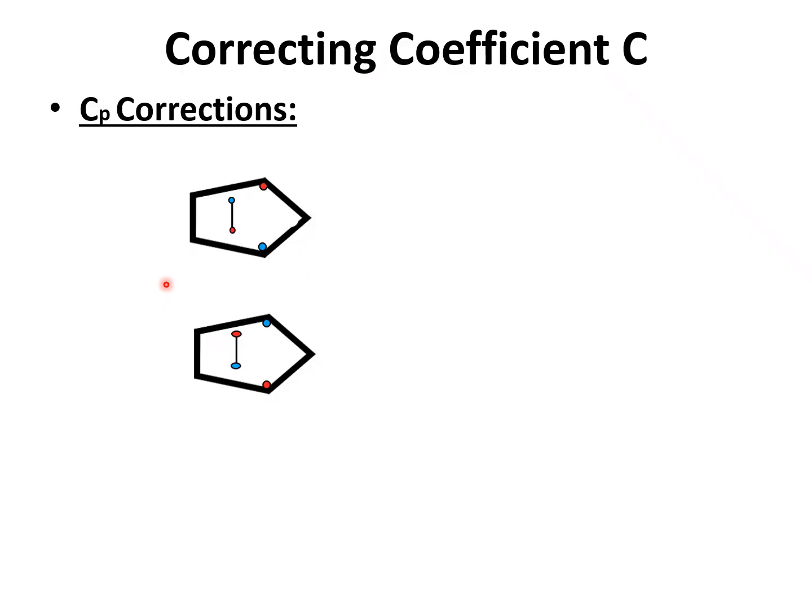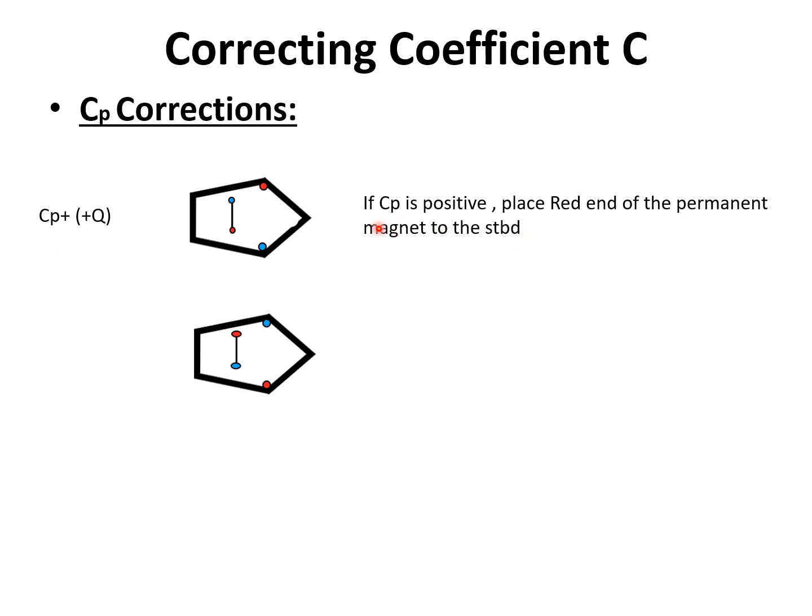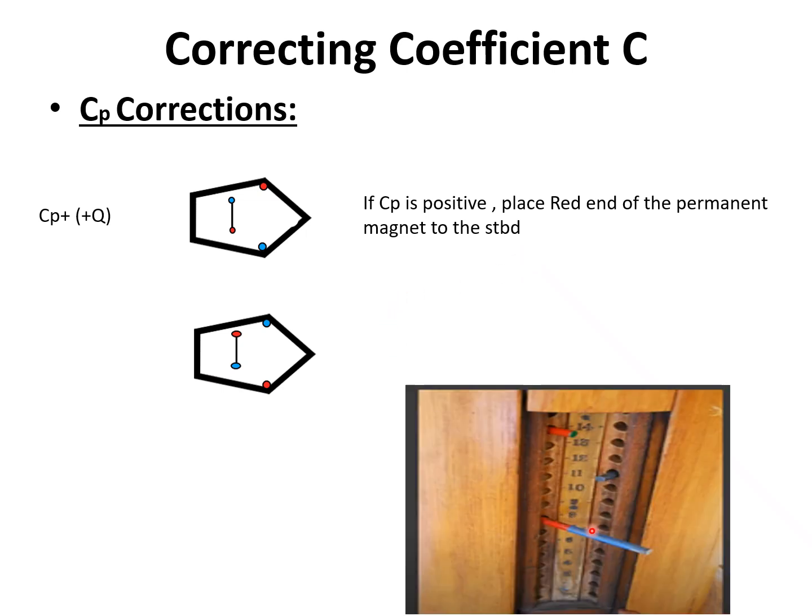Now, how to place those permanent magnets in the binnacle? If we have C plus, that means if it is a C plus ship, we'll place the red end of the permanent magnet on the starboard side. Why? Because for a C plus ship we'll have a blue pole on the starboard side, so that's why we'll put the red end of the permanent magnet on the starboard side, right?